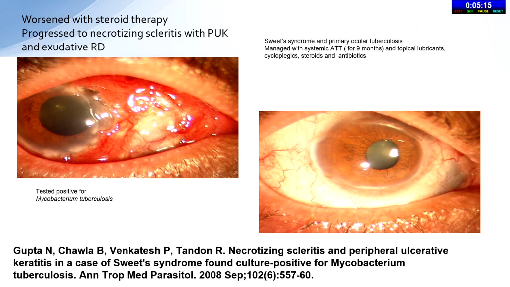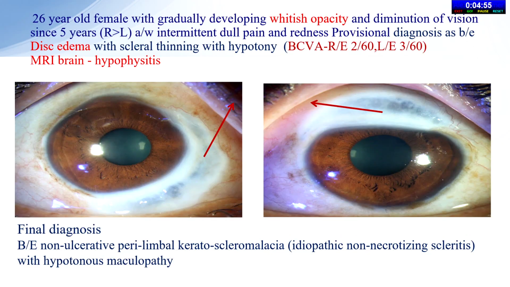And then the local lesion was tested. It tested positive for Mycobacterium tuberculosis. This patient has been reported. So basically, he had to be treated with ATT, and he subsequently healed completely without requiring any surgical treatment. Even the exudative RD settled down.